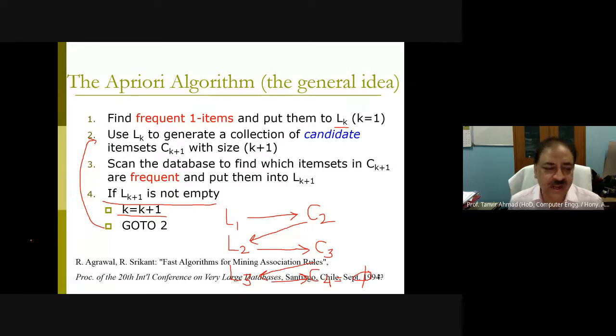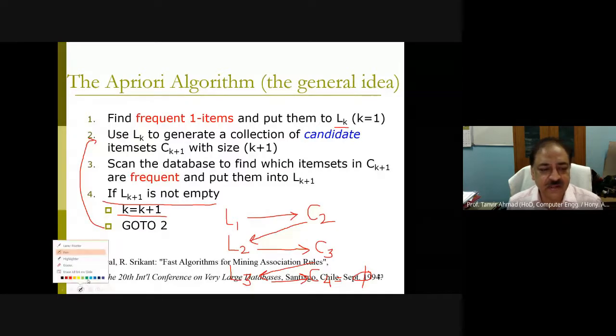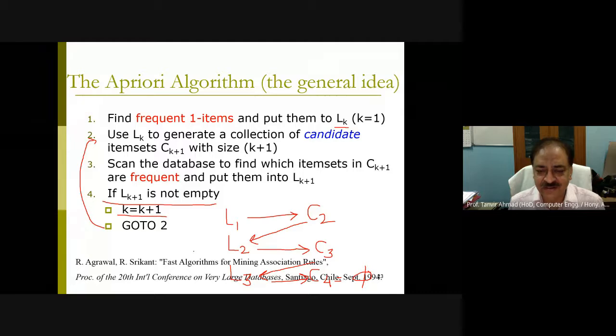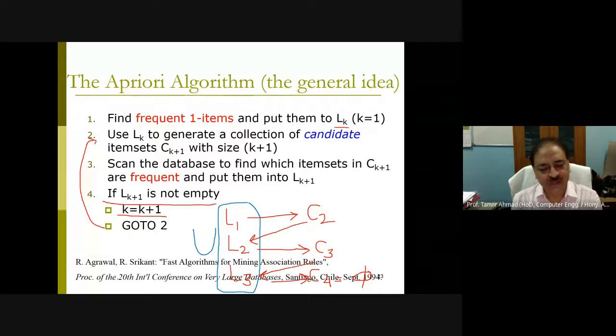Now, what are the frequent items over here? Anybody? What are the frequent itemsets which are found over here? I can expect that one of you should answer this. It's nothing but L1 union L2 union L3. And these are the frequent itemsets which have been generated.